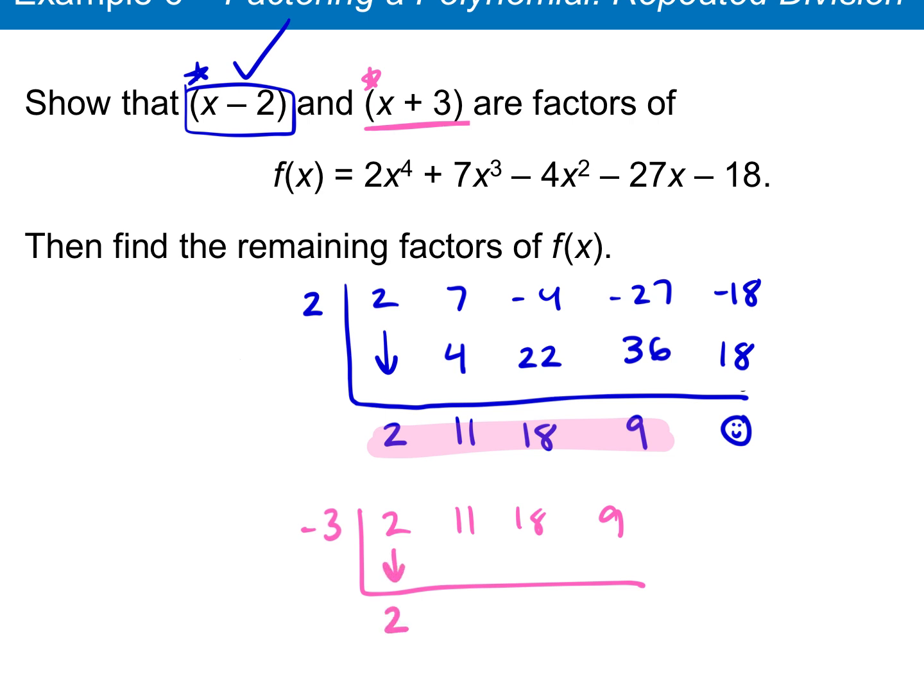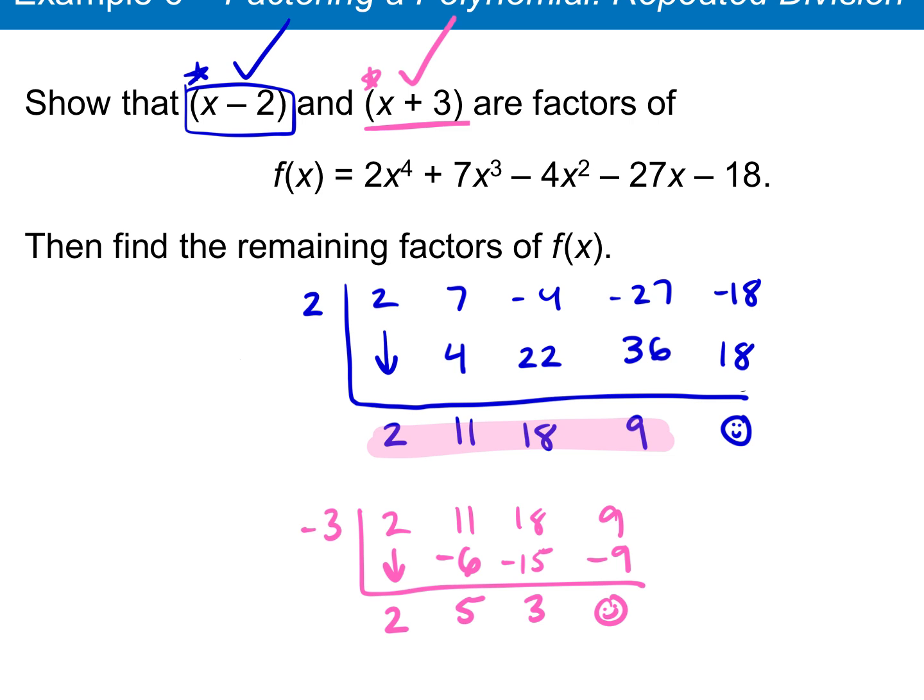Drop down the 2. Multiply outside. You get negative 6. Add 5. Multiply. Negative 15. Add 3. Multiply. Negative 9. Add 0. Is it a factor? Yes. When you get 0 as the remainder, it is a factor. So x minus 2 and x plus 3 are factors.